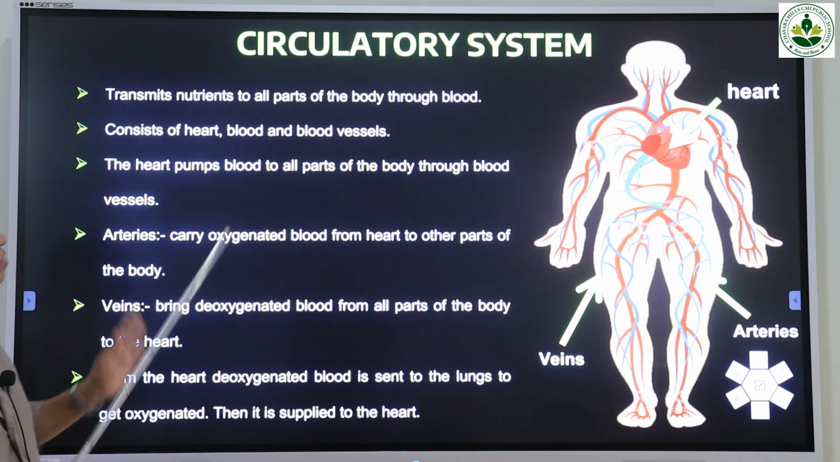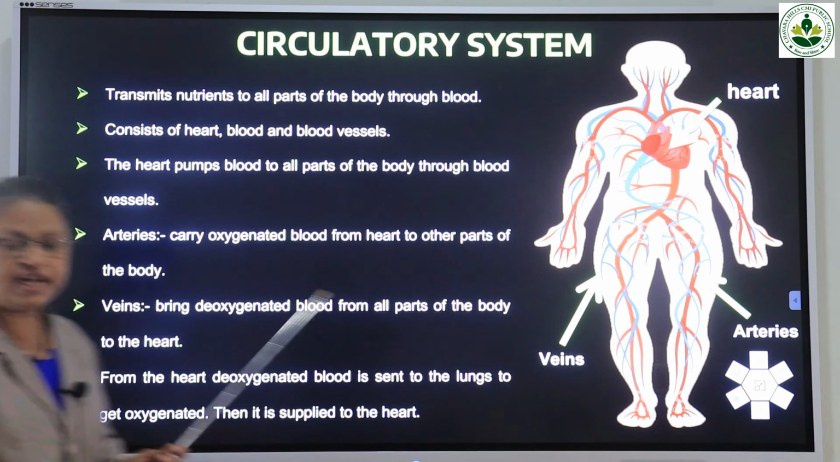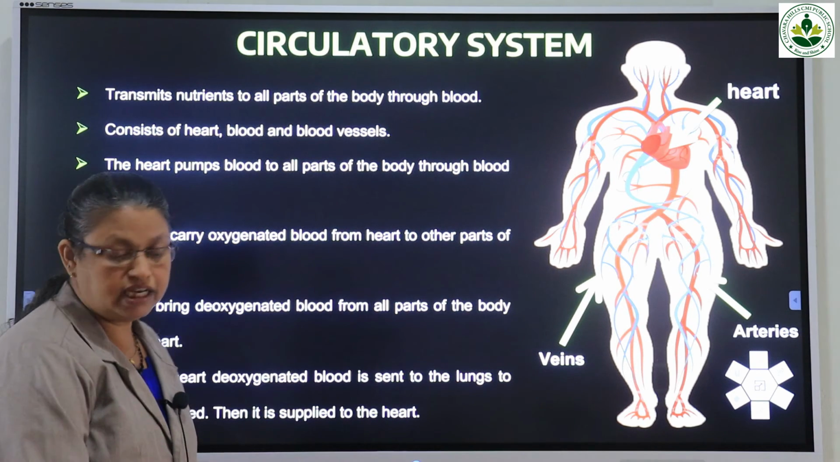So that's about the circulatory system. Next we are going to see the nervous system.